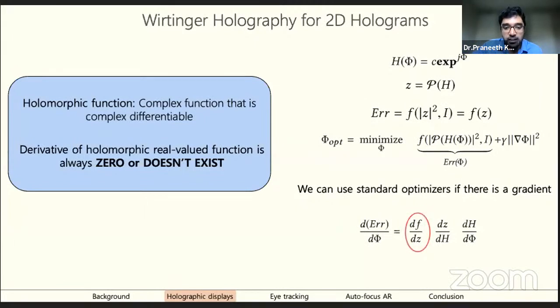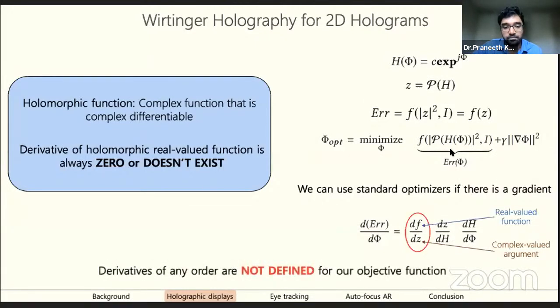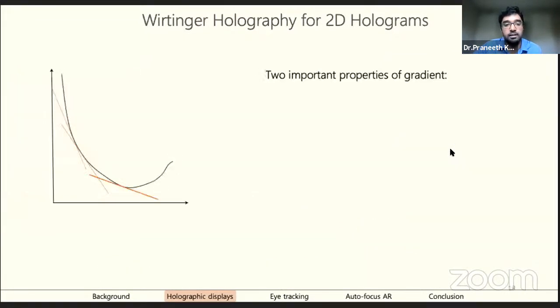So if you look at this particular term in the chain rule, you have a real valued error function, and you have a complex valued argument, which is the complex light wave description. And so basically, long story short, gradients for optimizing these kinds of functions do not exist. So derivative of any order is not defined for this kind of objective to optimize for phase-only holograms.